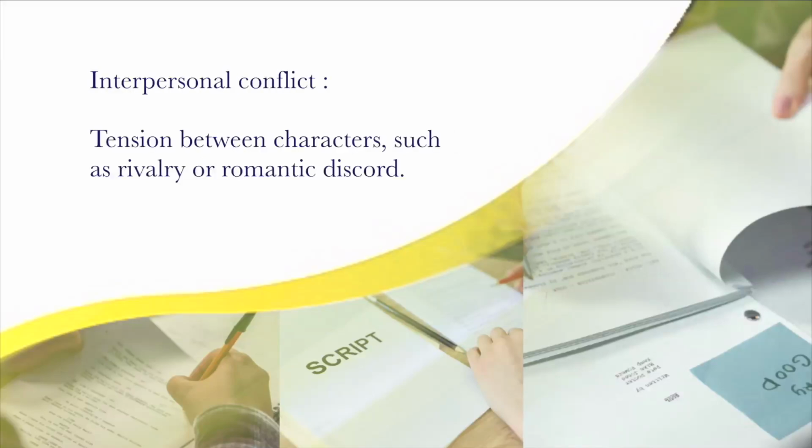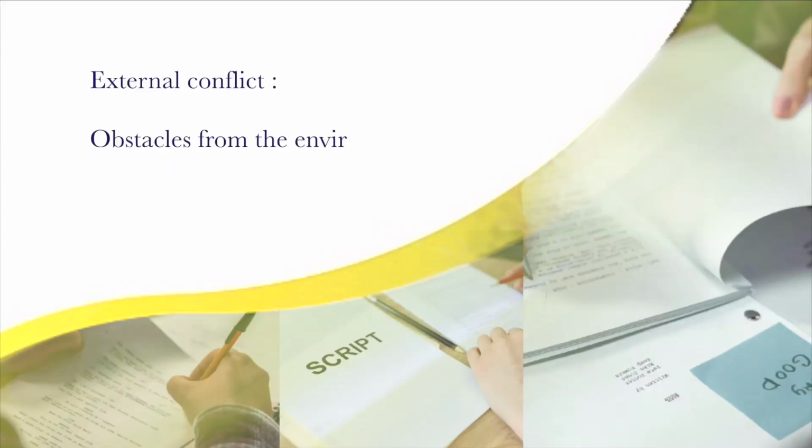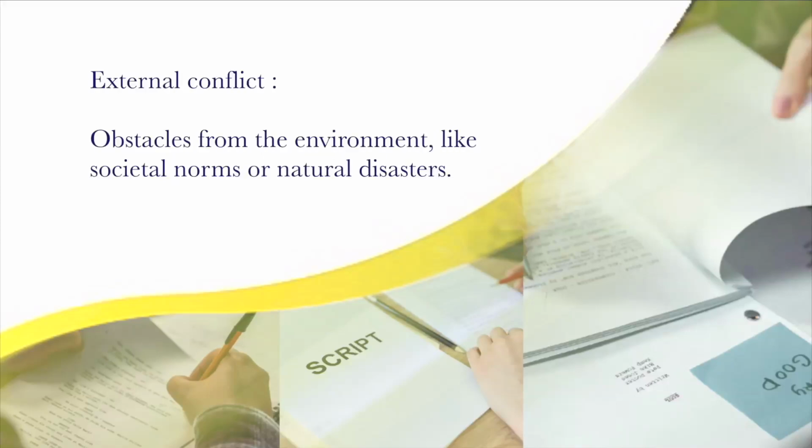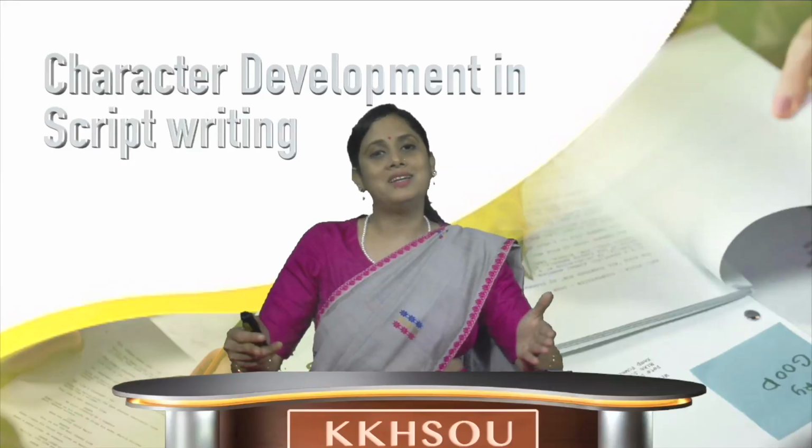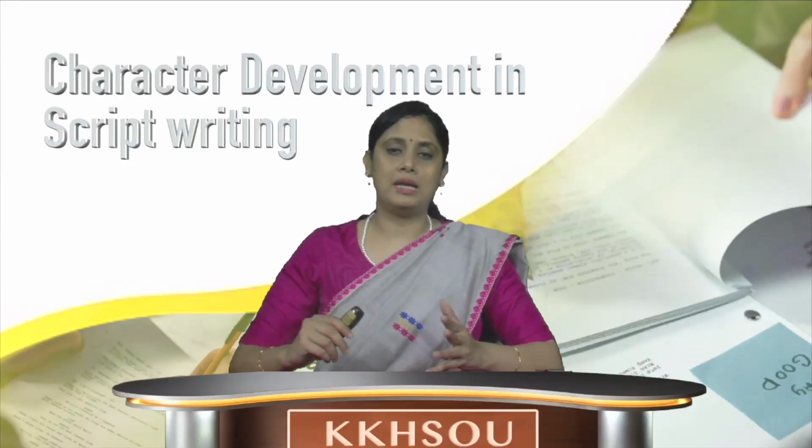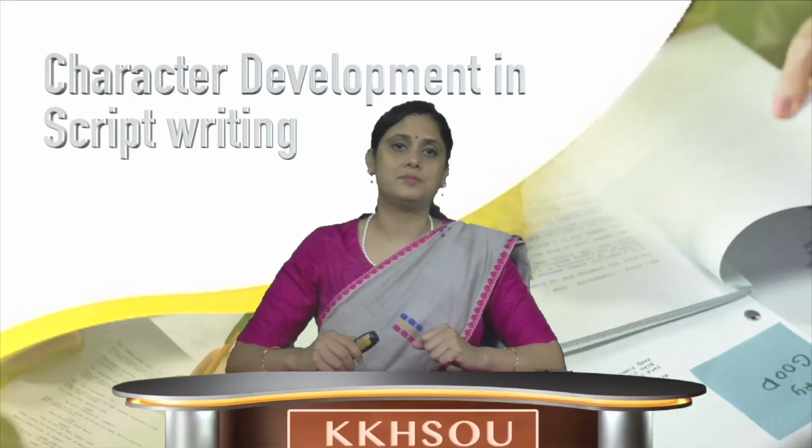Interpersonal conflict, that is tension between characters, such as rivalry or romantic discord. It can be external conflict, like obstacles from the environment, societal norms, or natural disasters. So the higher the stakes, the more compelling the character's journey is.